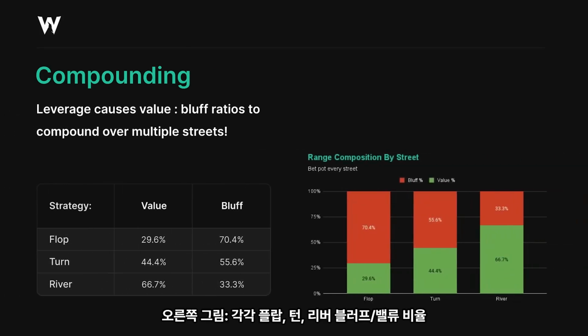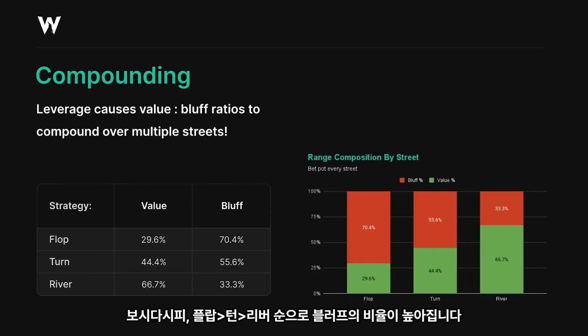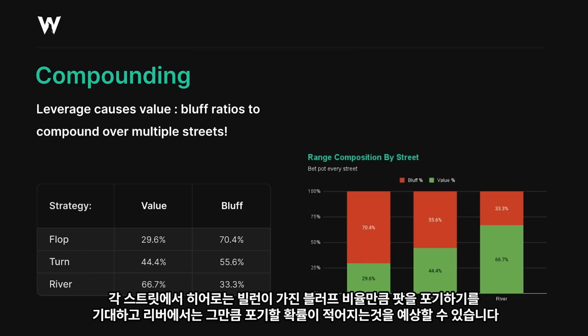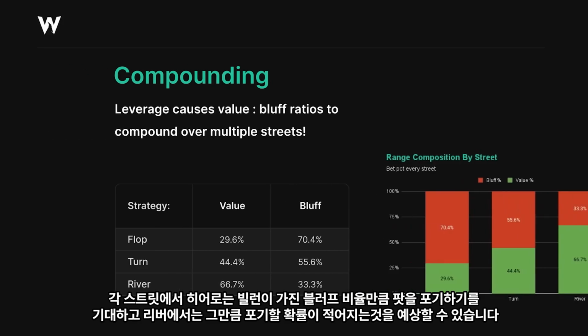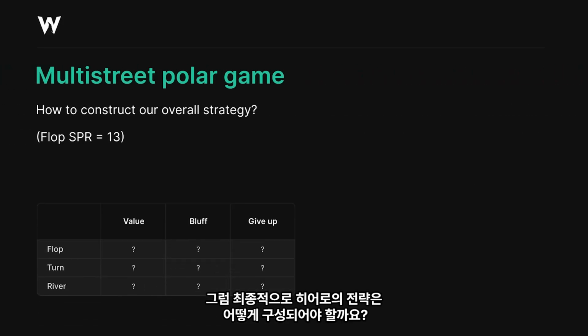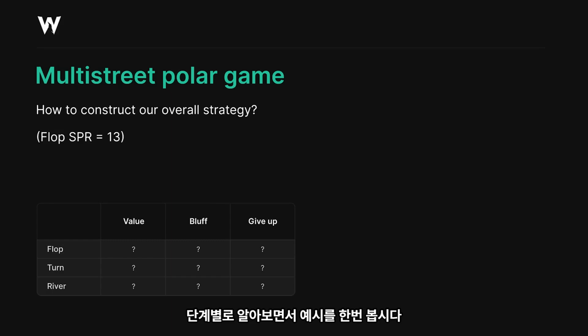Here I've graphed the value to bluff ratio on the flop, turn, and river, and we can see they can use more bluffs on the flop than they can on the turn than they can on the river. On each street, we expect them to give up with a portion of their bluffs and bet such that they're balanced by the river. How do they construct their strategy? Let's walk through this step by step with an example.